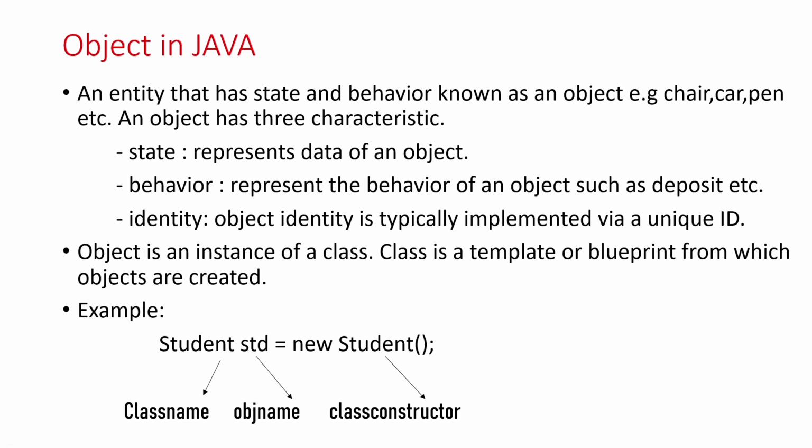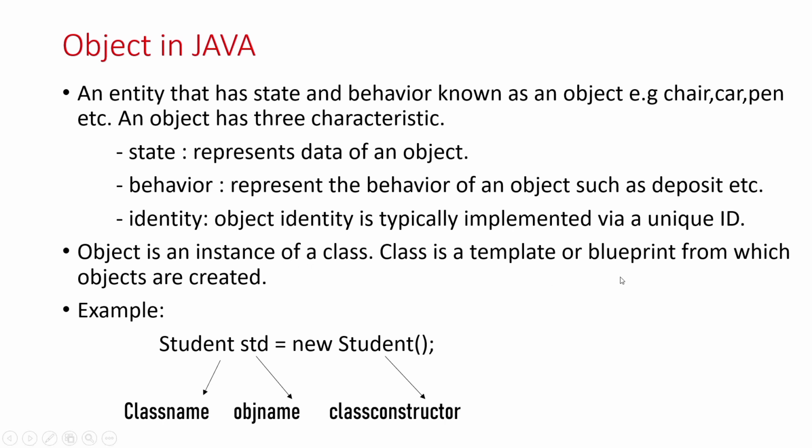These are the functions, right? And these functions are behaving in some way. It means performing some action. That is nothing but the behavior. And the identity, object identity is typically implemented via a unique ID. It means when we call the object, at that time we call it by using the particular unique ID, right? That is the identity.